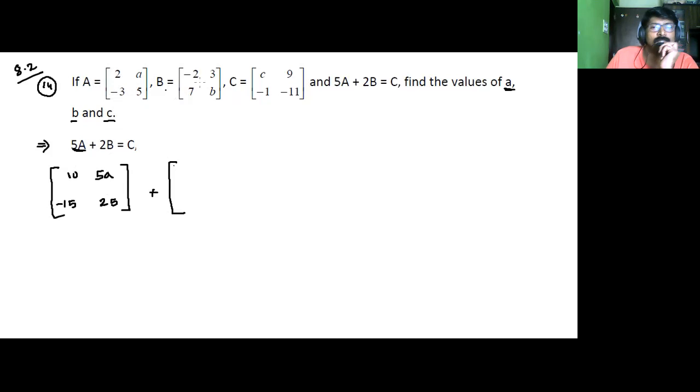I'll have to multiply this matrix B with the 2. 2 into minus 2, minus 4. 2 into 3, that's 6. 2 into 7, 14. And 2 into B, 2B. That's how I'm going to get the second matrix. And now that is supposed to be equal to this matrix C. What is this matrix C? C, 9, minus 1, and minus 11.